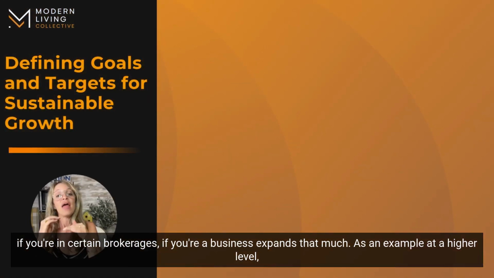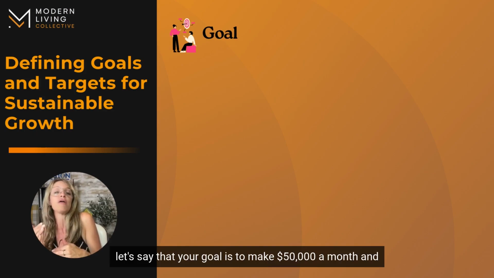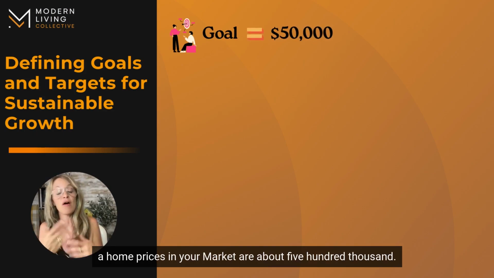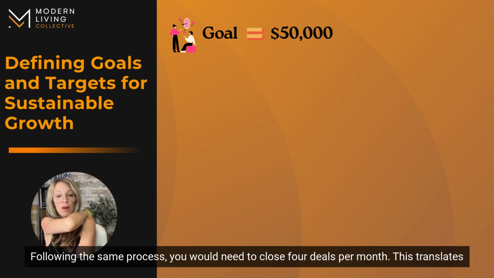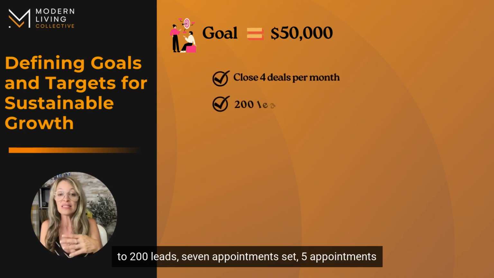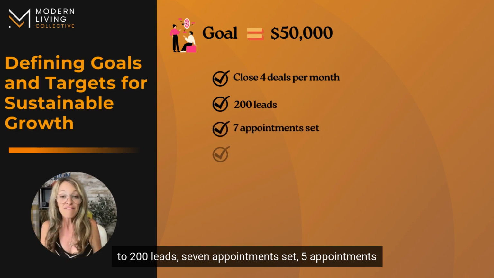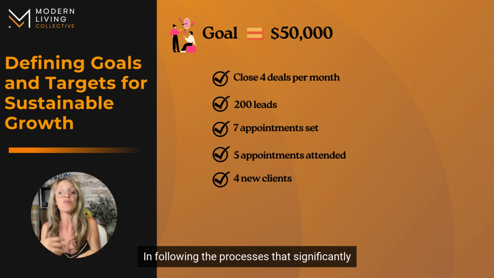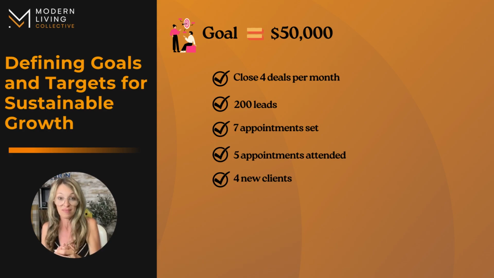As an example, at a higher level, let's say that your goal is to make $50,000 a month and the home prices in your market are about $500,000, like in Ann Arbor. Following the same processes, you would need to close 4 deals a month. This translates to 200 leads, 7 appointments set, 5 appointments attended, 4 new clients, and 4 closings. By focusing on these targets and following the processes, you significantly increase your chances of achieving your goals.